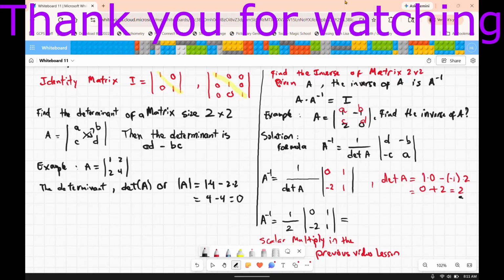So let's multiply this. To multiply them in, 1/2 times 0, and over here 1/2 times 1, 1/2 times -2, keep the -2 in the bracket, 1/2 times 1. I'm going to keep simplifying this. So 0, 1 over 2. This is going to give me -1. This is going to give me 1/2. So this is the inverse of the matrix A.